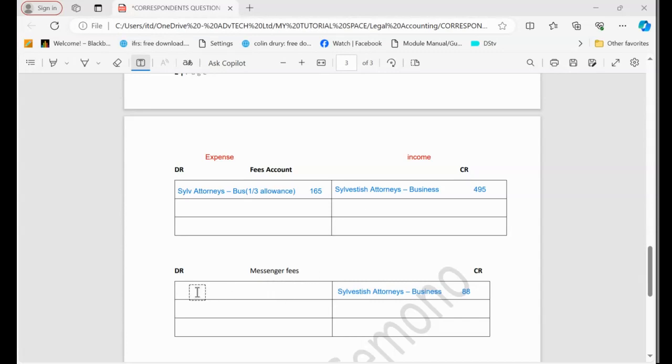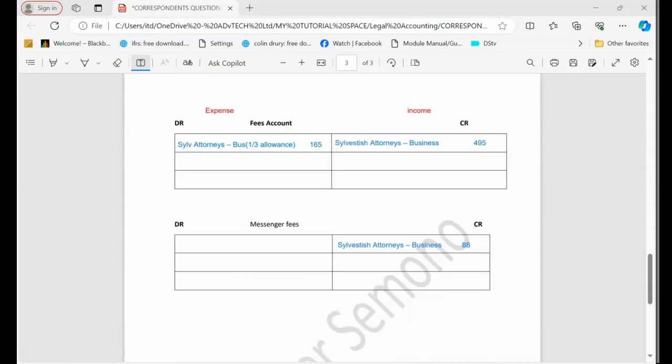So what we need to do, we need to come this side and make sure that we paid this messenger fee directly from our business bank account. So it means we need to go to the business bank account and make sure that we show that we paid for this messenger fees. Okay, so I'm just going to go to the messenger fees and I'm going to pay this.